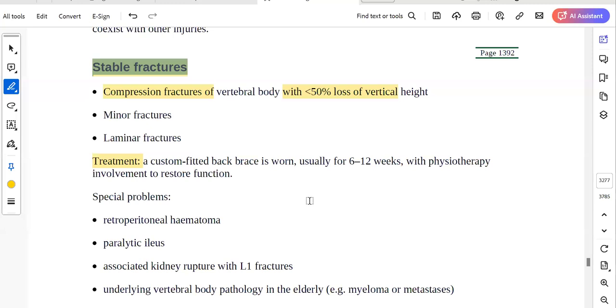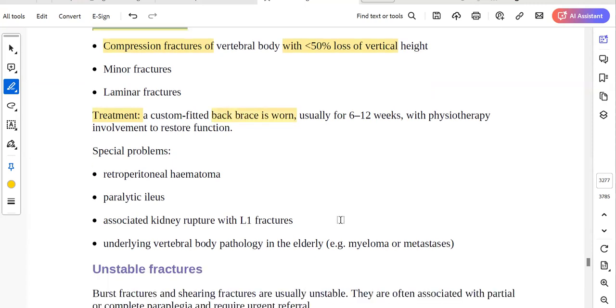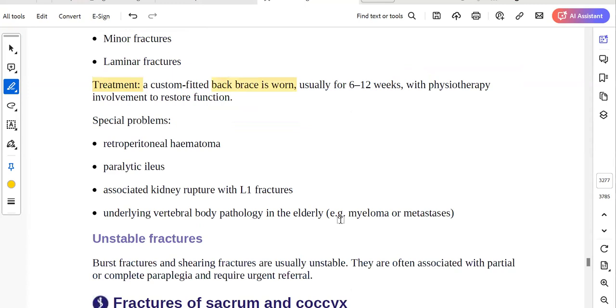For a stable fracture, the patient just needs to be on bed rest for several weeks. They can also be put on a back brace. Okay? For a patient who gets a lumbar or thoracic vertebral fracture, a complication that can happen is that if the patient has got an L1 fracture, it can cause kidney injury. Sometimes the patient can have paralytic ileus, retroperitoneal hematoma. These are not very important, but any lower fracture like an L1 fracture can be associated with kidney rupture or kidney injury. So you need to ask the patient if they have any kind of hematuria.